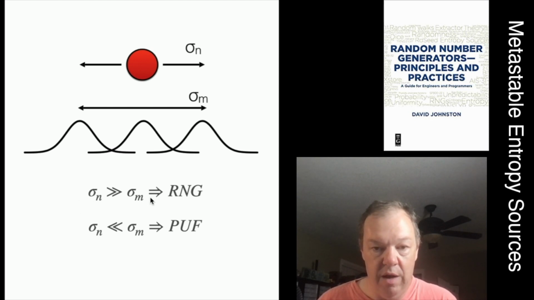And how much of a requirement? Generally, you want sigma n to be at least 10 times bigger than sigma m. And for a PUF, you want the reverse. You want sigma m to be at least 10 times bigger than sigma n.